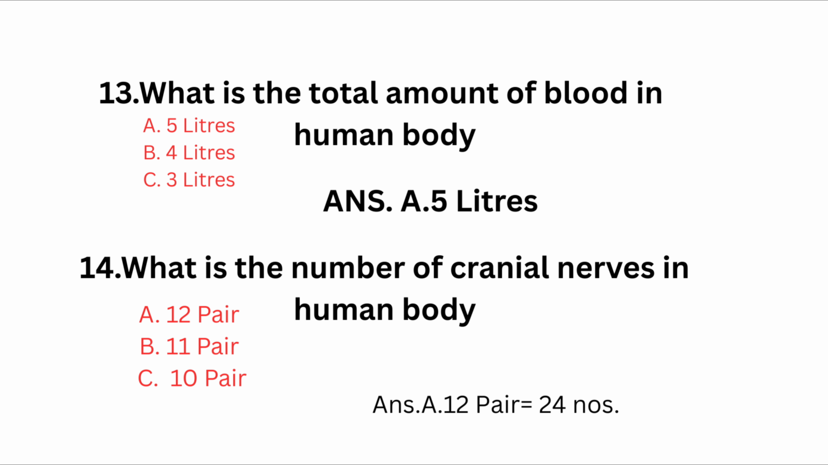And number 13, what is the total amount of blood in the human body? A, 5 liters, B, 4 liters, C, 3 liters. Answer is A, 5 liters. Number 14, what is the number of cranial nerves in the human body? A, 12 pair, B, 11 pair, C, 10 pair. Answer is 12 pair, hence 24 in number. So there are 24 cranial nerves, 12 on the right and 12 on the left, hence 12 pairs.